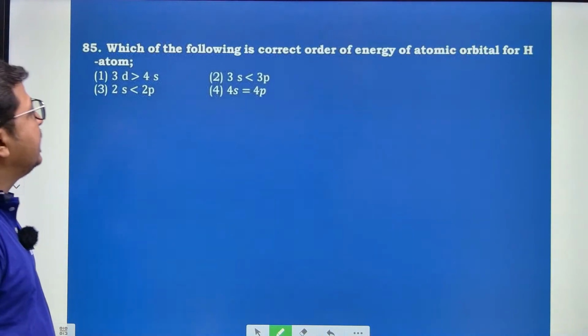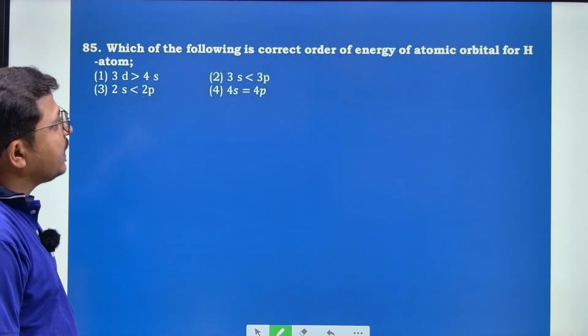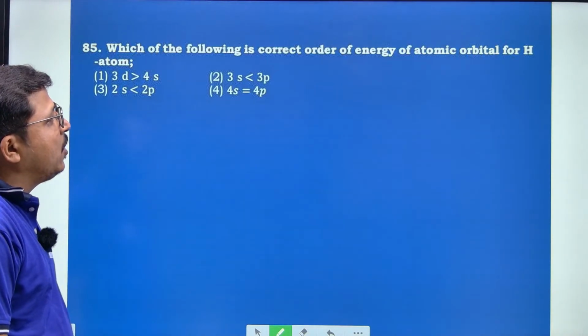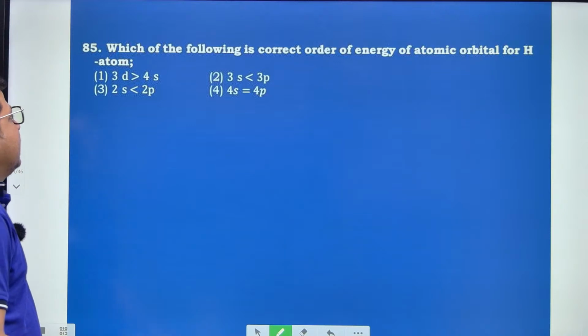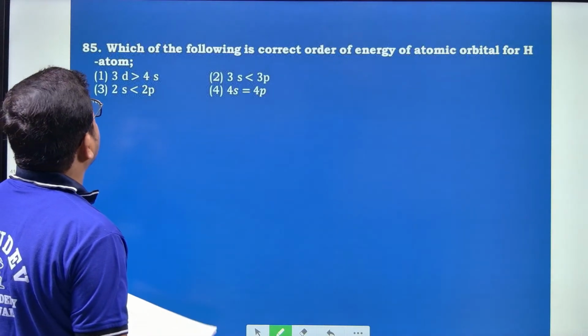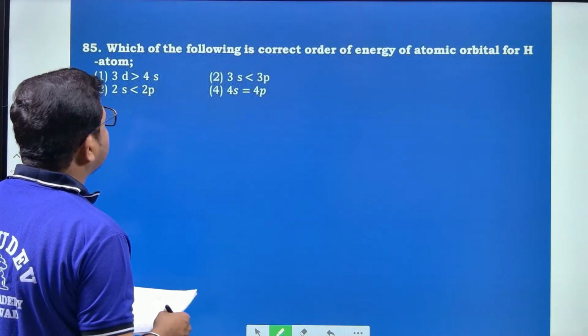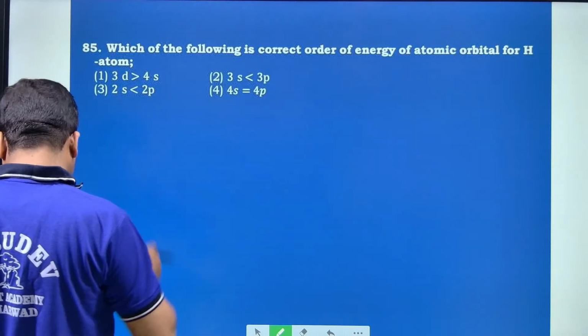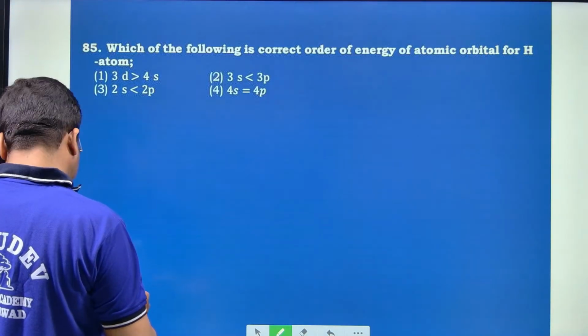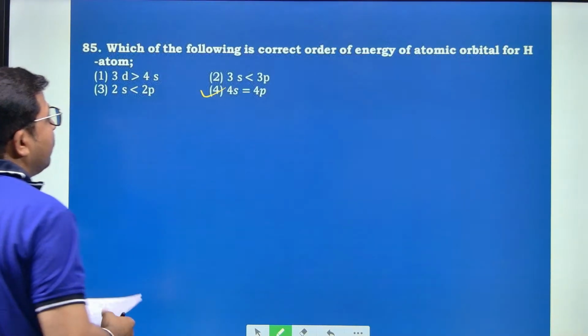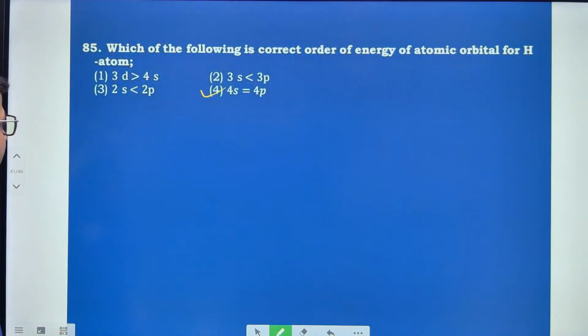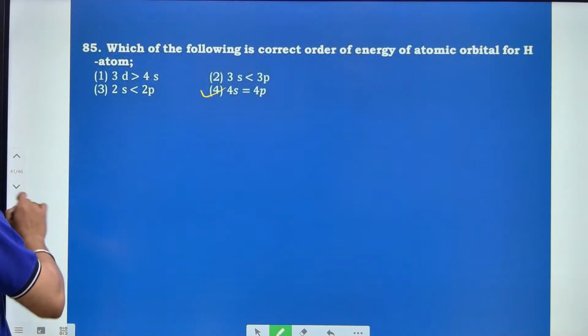Which of the following is the correct order of energy of atomic orbitals for a hydrogen atom? The correct one for a hydrogen atom, question number 85, is option number 4: 4s is equal to 4p, the right answer.